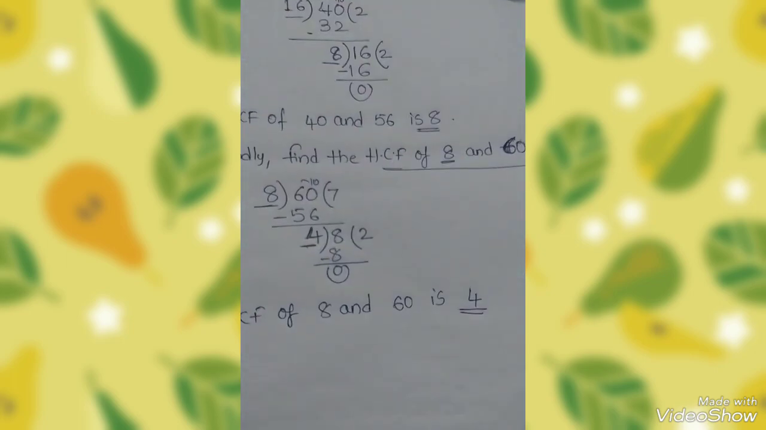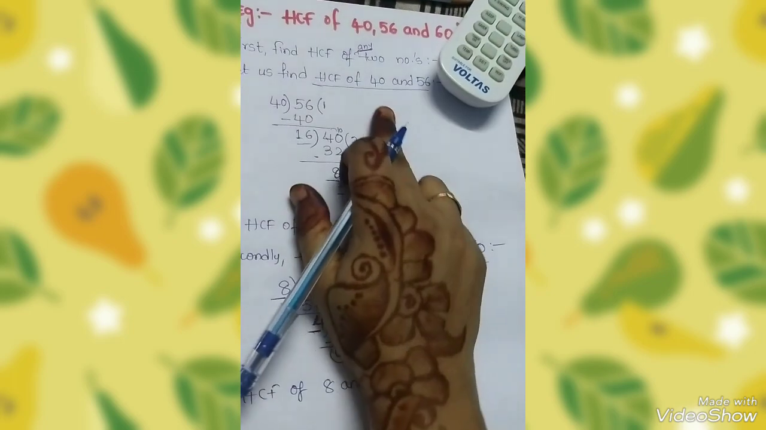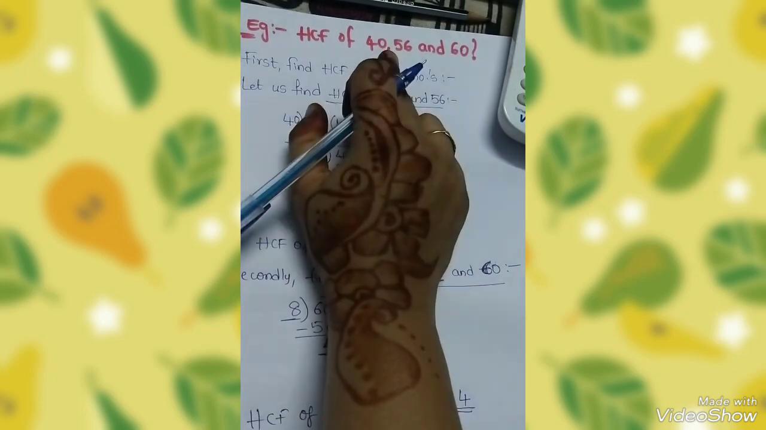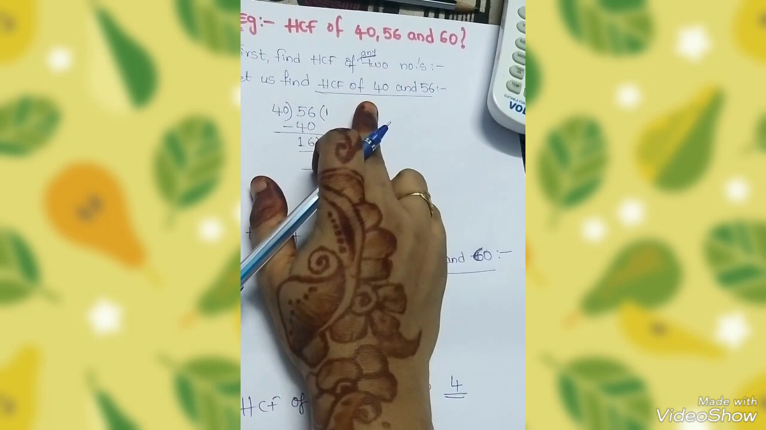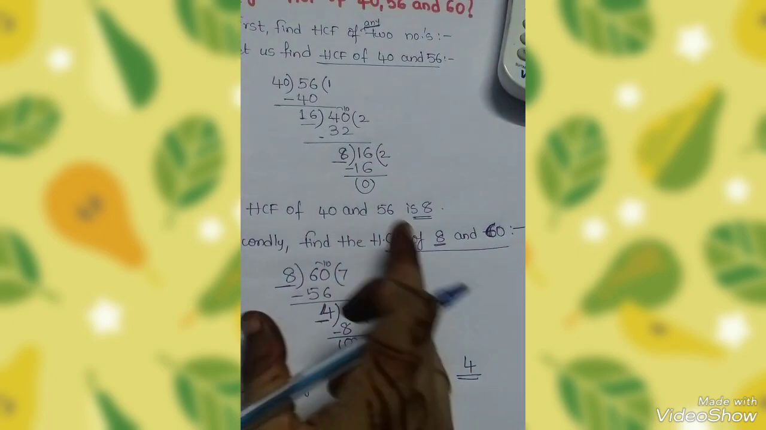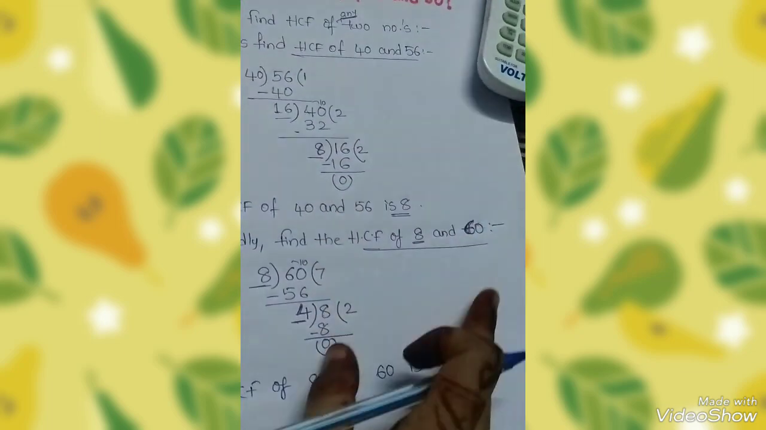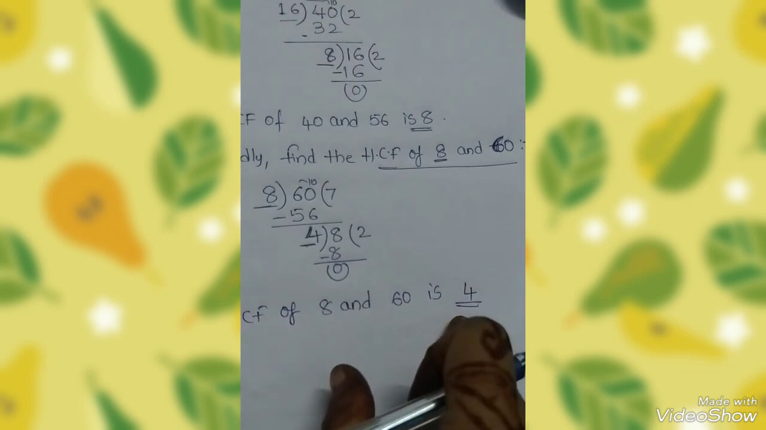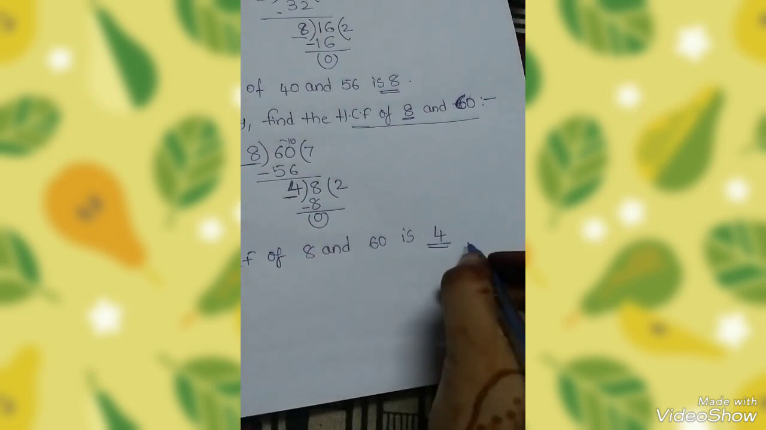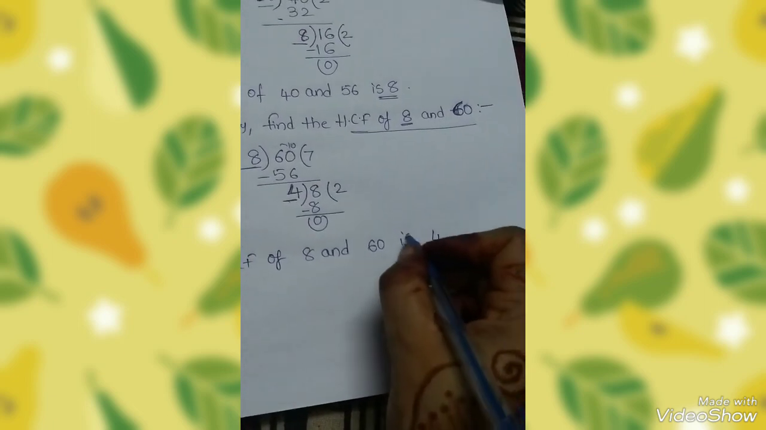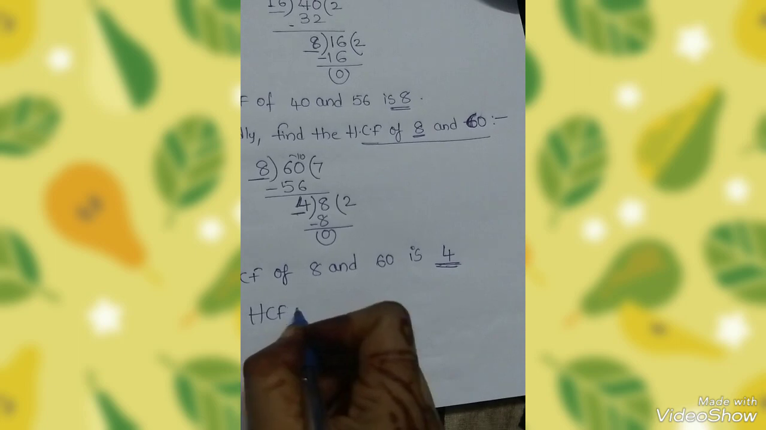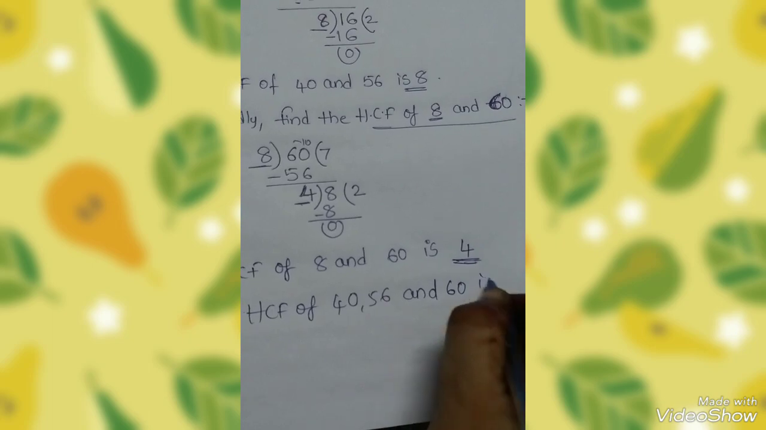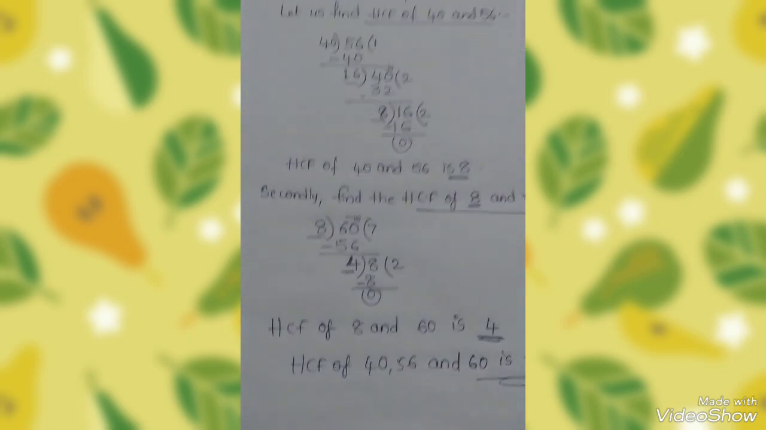So finally we get 4 here. First we have to take any two numbers. For more than two numbers, like 3 numbers, first we find the HCF of two numbers, and next that result and the remaining number. Find another HCF. So lastly we get the HCF is 4. This is the final answer: HCF of 40, 56 and 60 is 4.